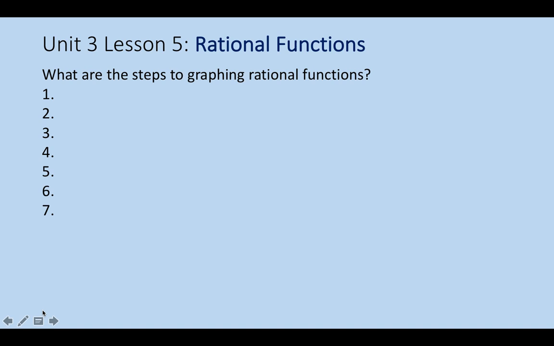rational functions by hand. All right, so there's a number of steps to graphing this by hand. And they're all fairly short. Number one, you need to find your vertical asymptotes, which we saw there. That deals with your denominator.